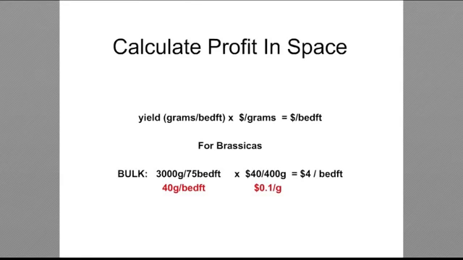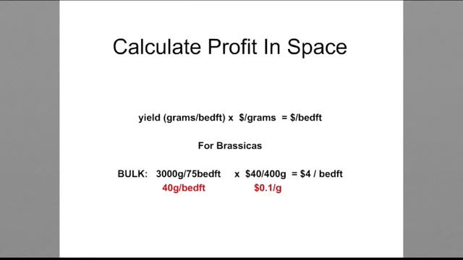And if we're selling that bulk, either to a farmer or to another seed company that might be reselling it in packets, and we can get $40 for 400 grams, that's about 10 cents a gram. So this crop is worth about $4 a bed foot, which is just shy of the $40,000 an acre kind of area, which is probably profitable for most small to medium growers.